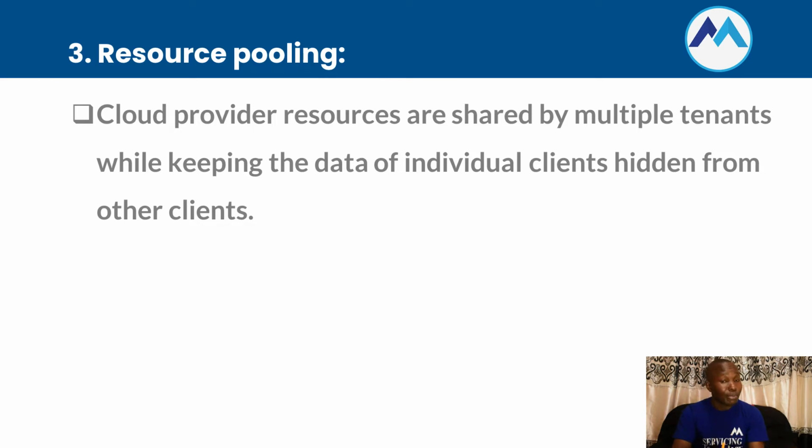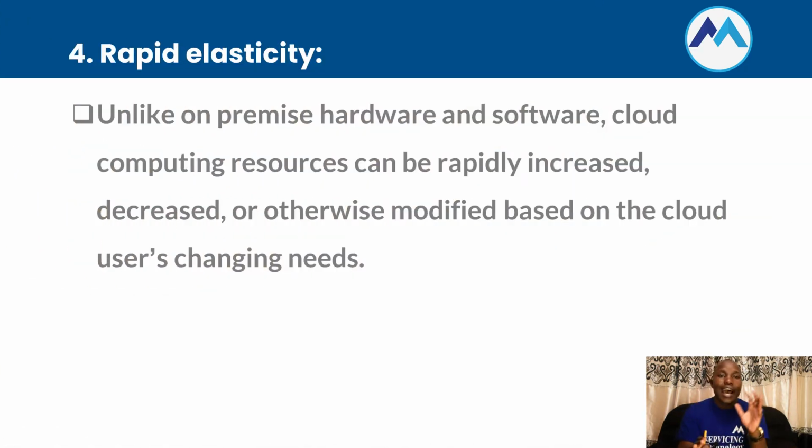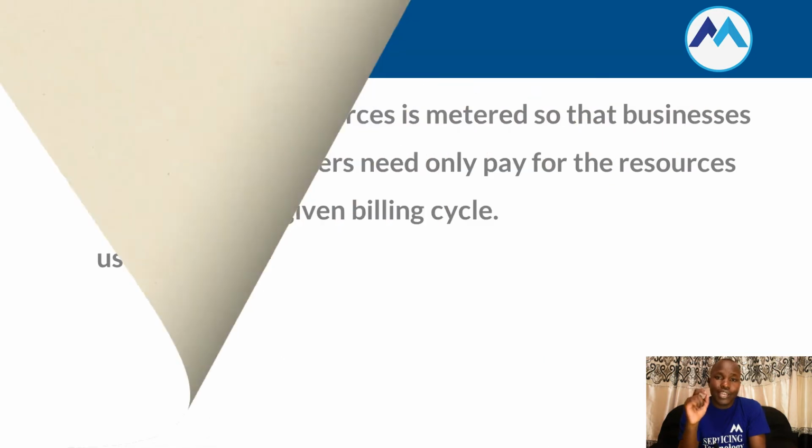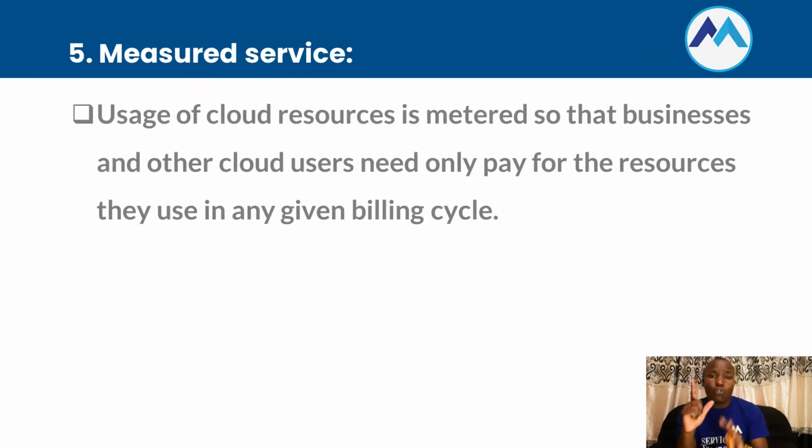Essential characteristic number 4 is rapid elasticity. Unlike on-premise hardware and software, cloud computing resources can be rapidly increased, decreased, or otherwise modified based on the cloud users' changing needs. Then the last essential characteristic is measured service. Usage of cloud resources is metered so that businesses and other cloud users need only pay for the resources they use in any given billing cycle.